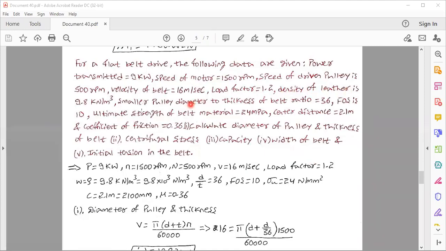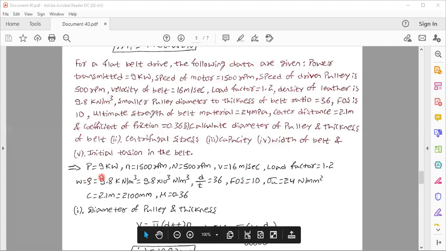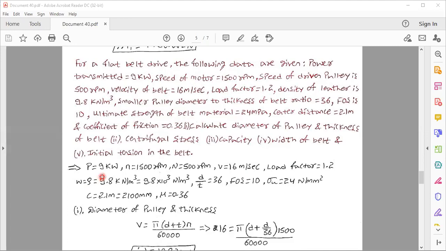Density of leather is 9.8 kilonewton per meter cube. The density, usually we write it as rho. In your data book, he has mentioned it as W, where it is the density of the belt, and that unit is Newton per meter cube. It is given as kilo, and kilo is nothing but 10 raised to 3. Therefore, it will be 9.8 into 10 raised to 3 Newton per meter cube.